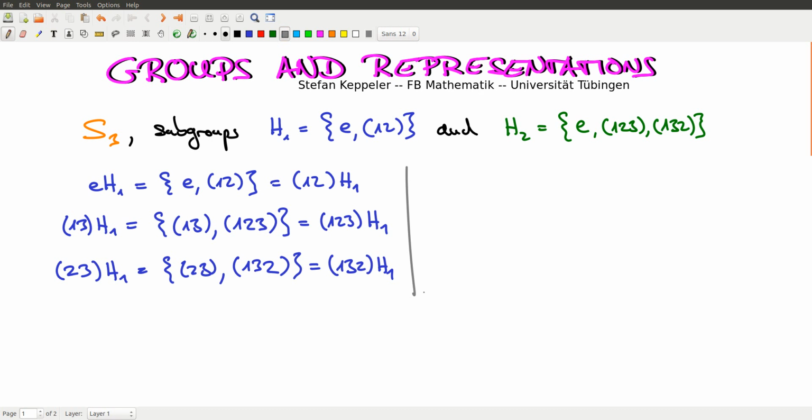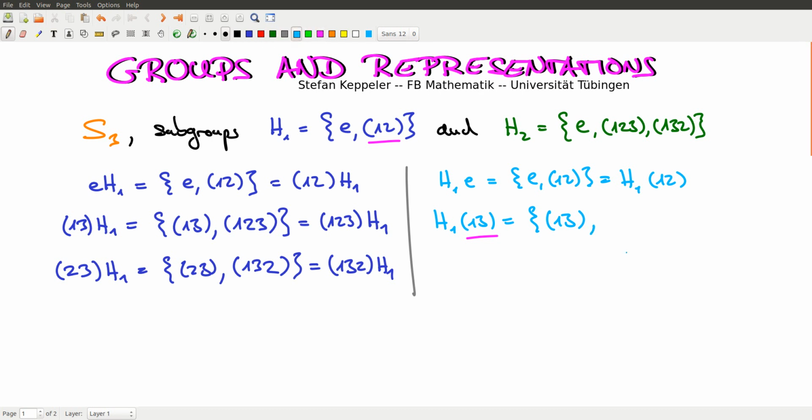And let's also determine the right cosets. The first one is identical, H1 times E. It's just the subgroup itself. And that has to be the same as H1 times (1 2). Now let's look at H1 times (1 3). There's of course a (1 3), but this time we have to multiply (1 2) with (1 3) in the other order as before.